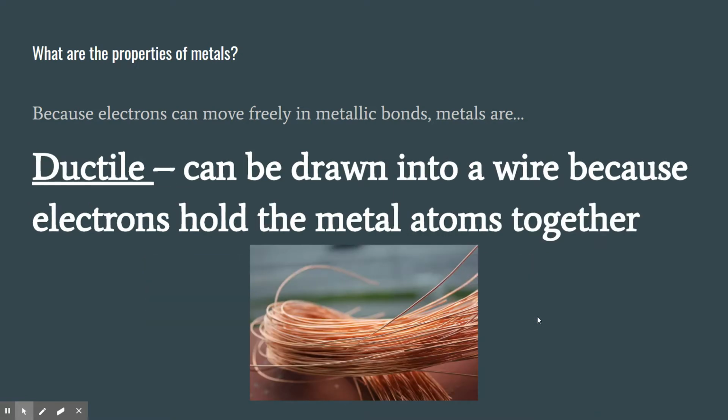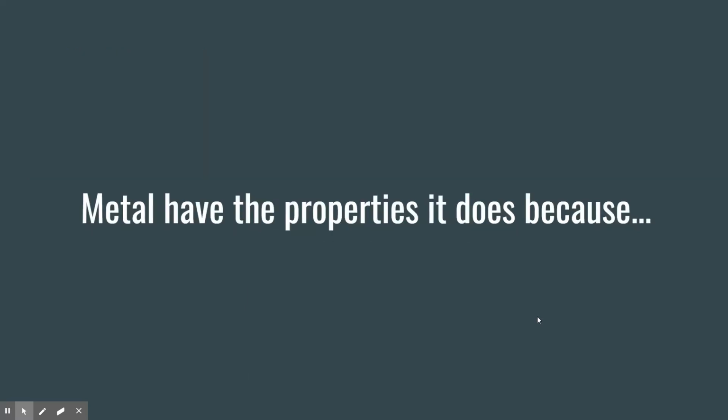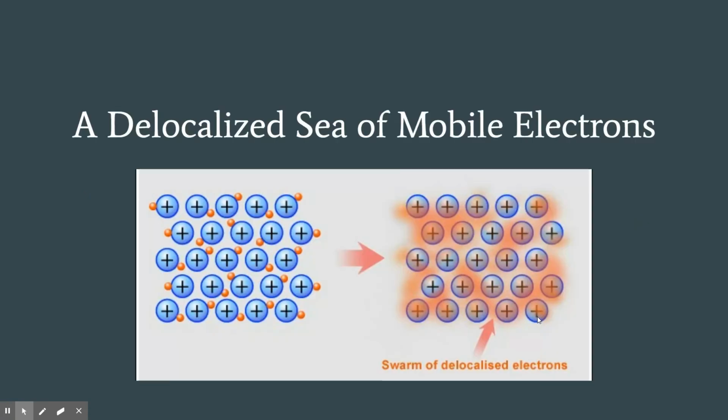And then the last property of metals is that they're ductile. This means they can be pulled into long wires because the sea of electrons will keep stretching and holding them together. And eventually they will snap. That's whenever the sea of electrons becomes too thin. So, recap very quickly, metals have the properties they do because of the delocalized sea of mobile electrons. And this is metallic bonding.